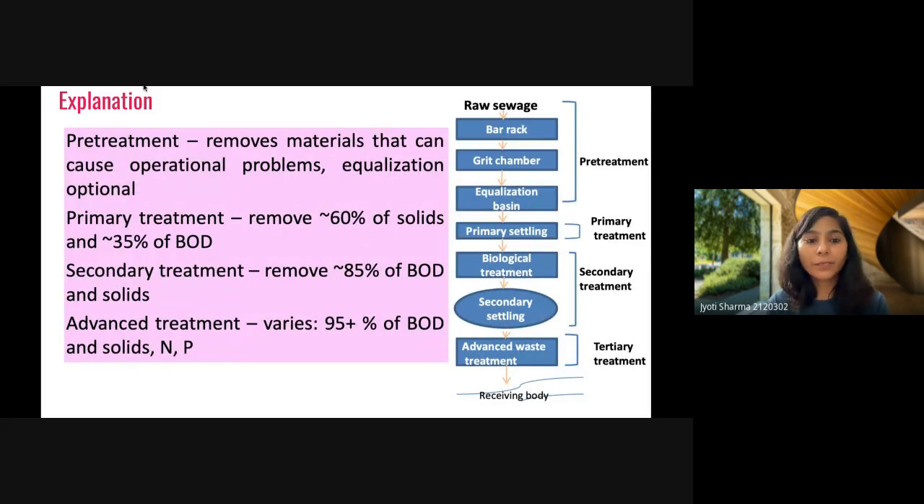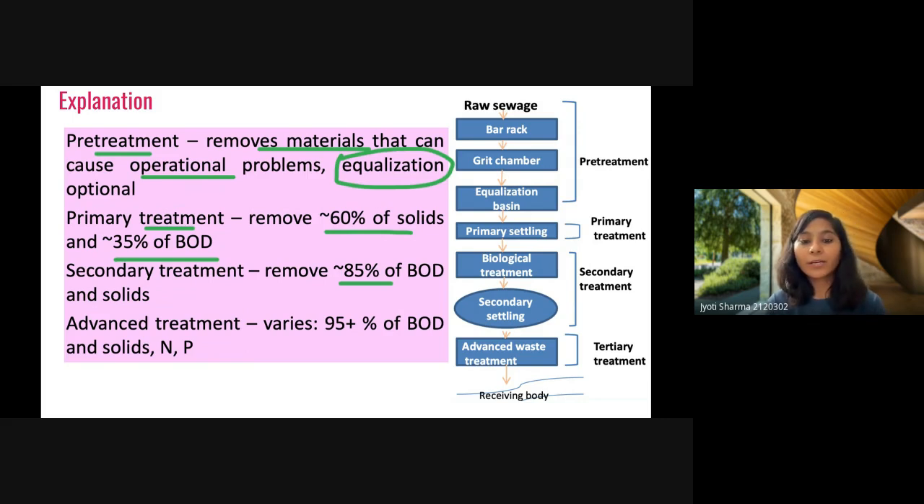Okay, so this is something we have. If we have pre-treatment, that will remove only the material that can cause operational problems, and that will have one step, the equalization step. In primary treatment, 60% of solids and 35% of BOD will be removed. In secondary, 85% of BOD and solids, and in advanced, 95% of the BOD and solids, along with nitrogen and phosphorus, will be removed.